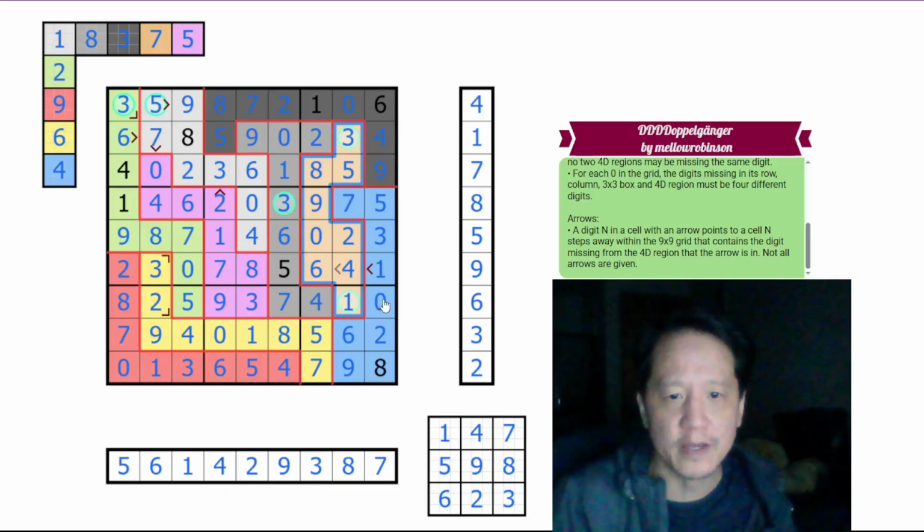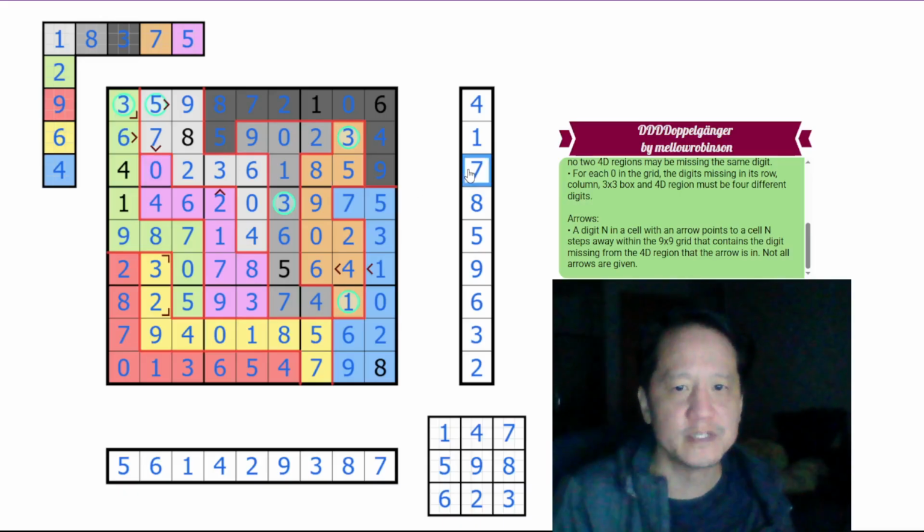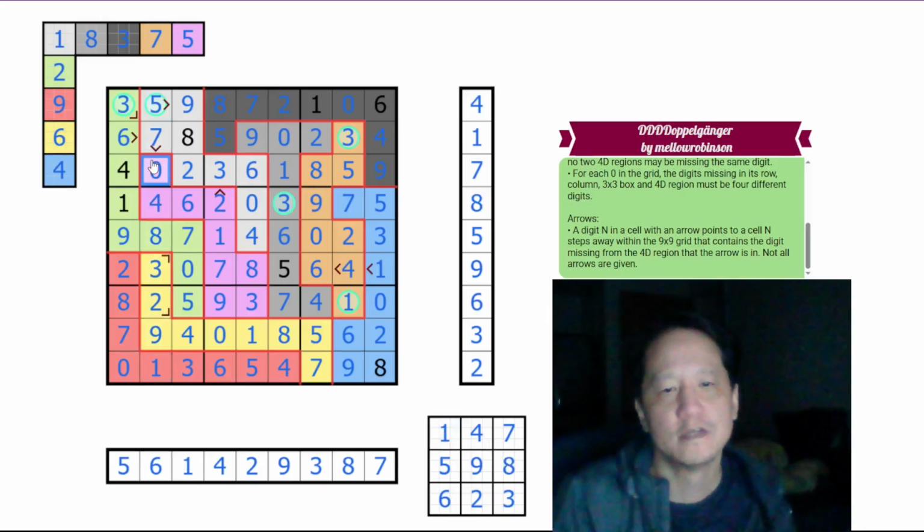Dark has 0 and it's missing a 3 in the region, 7 in the box, 8 in the column, and 4 in the row. Orange is missing 7, and 4 away from that arrow is 7. And on top of that, the 0 is missing a 3 in the column, 5 in the row, and 8 in the box. And pink is missing 5, which is 2 away from this cell. And it's missing 7 in the row, 6 in the column, and 1 in the box. Crazy.